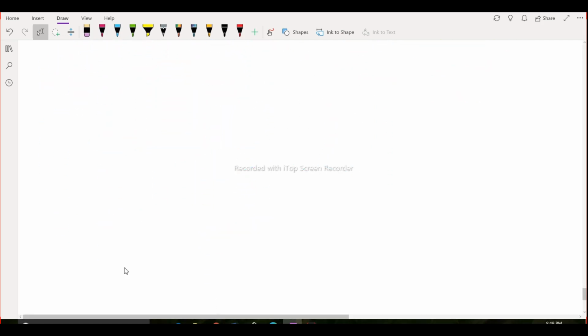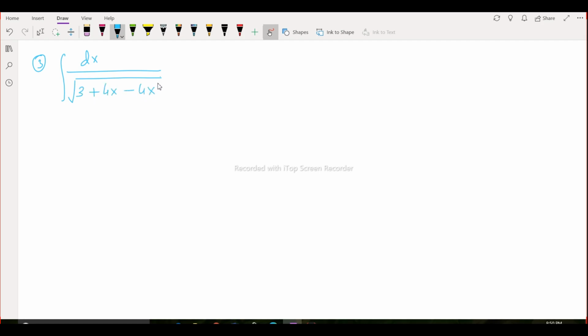So hope you are getting these sums. Now let's take one question wherein you have square root. Let's take one of those questions. So let's say you have the question as the third one for today, that is integration dx upon square root of 3 plus 4x minus 4x square.